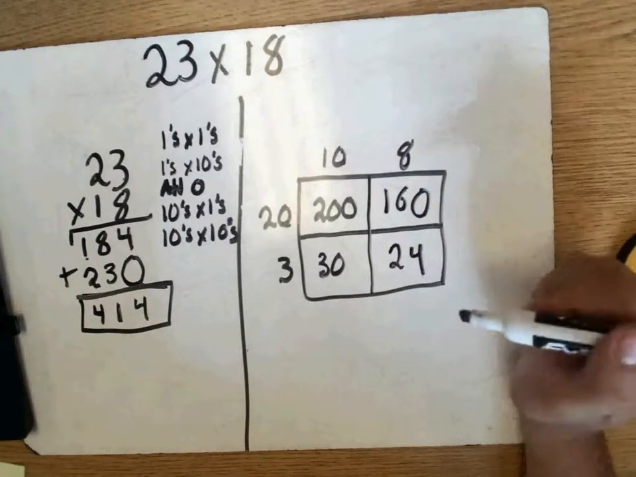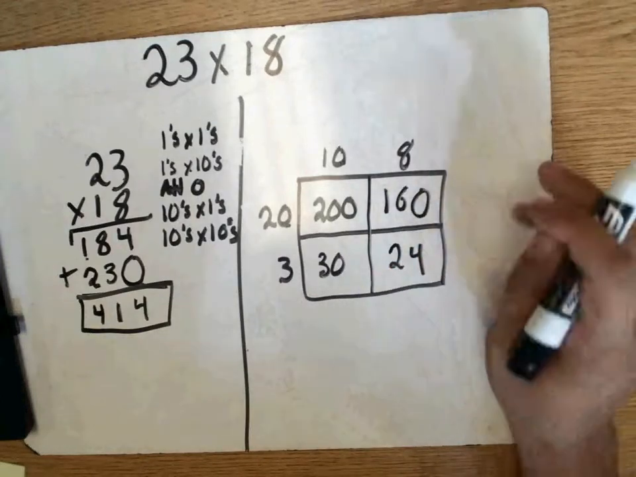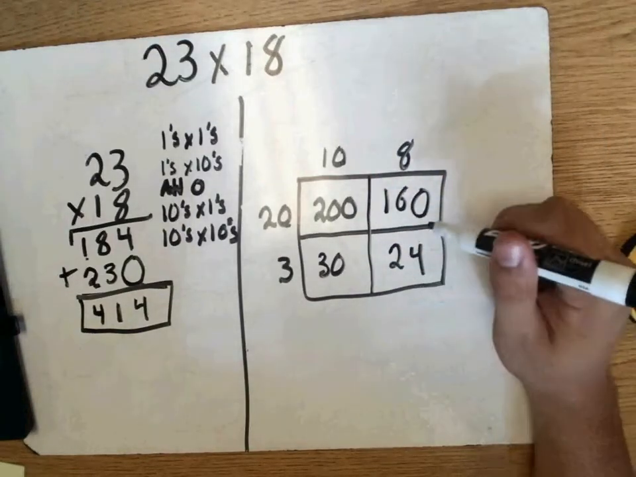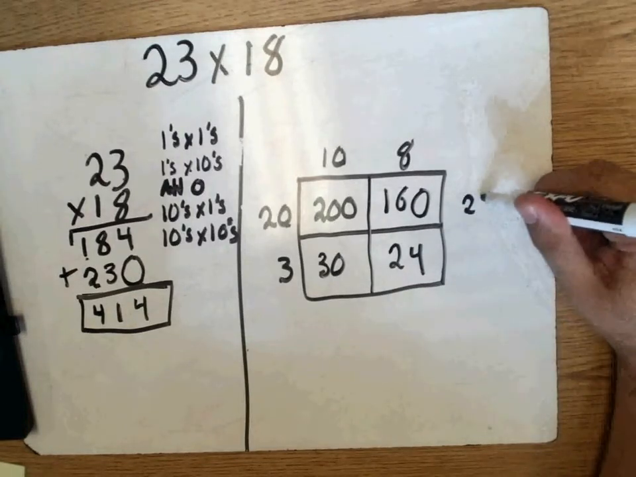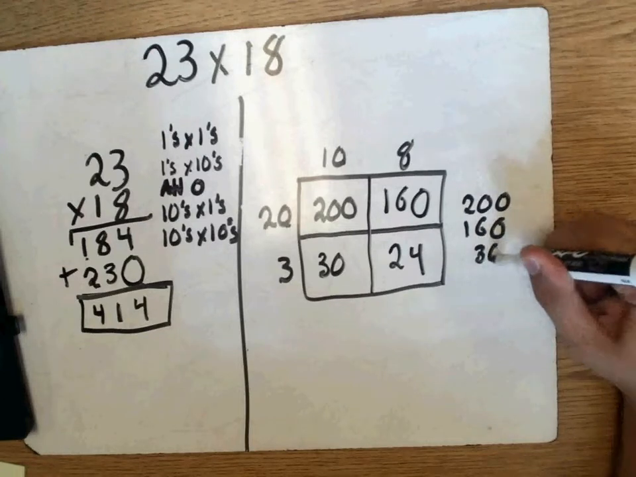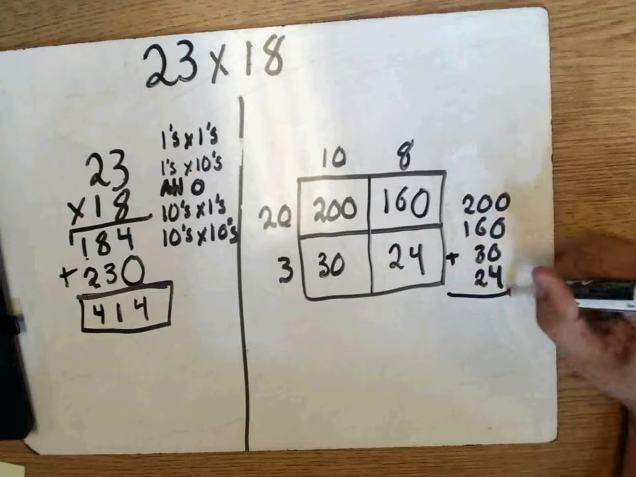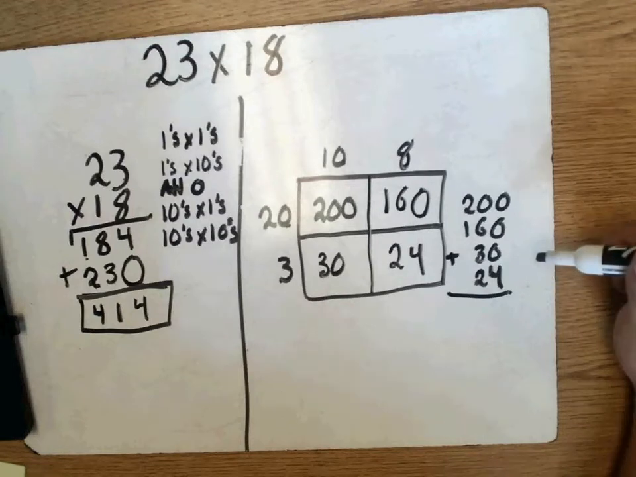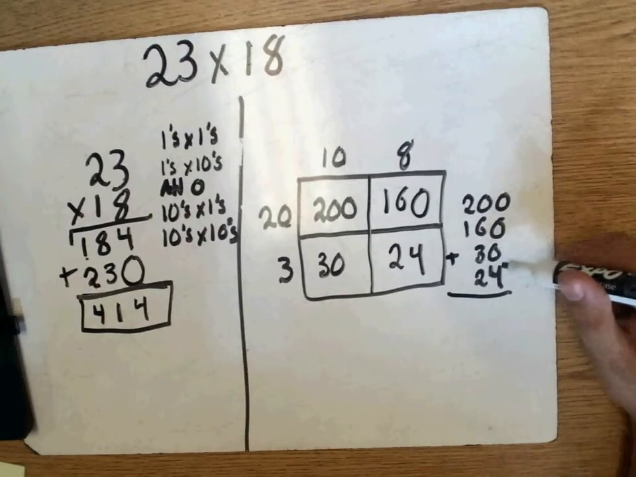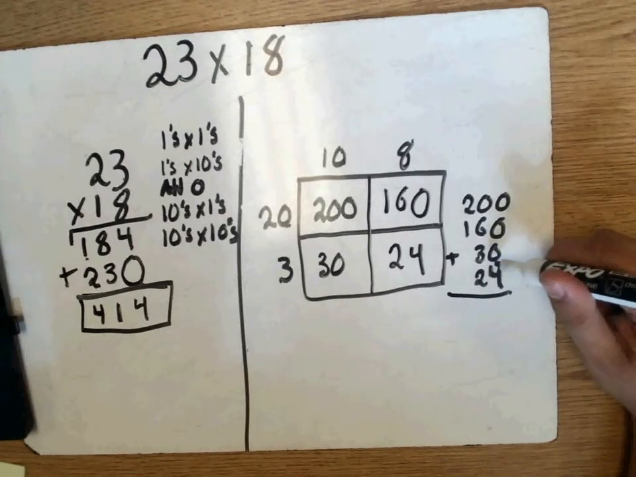Now I like to add some of the boxes mentally if I can do that. If your students can't, have them just line them up like this: 200 plus 160 plus 30 plus 24, right? Because we're really concerned about the accuracy, not the time, right? So, if it takes them the extra time to have to line them up, that's fine. We're more concerned about the correct answer than how much time we take.